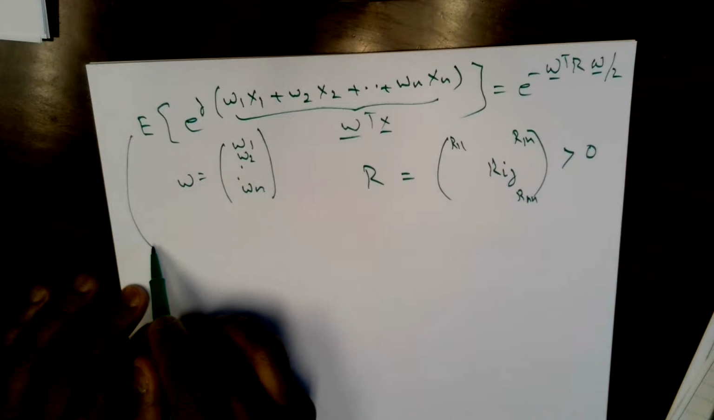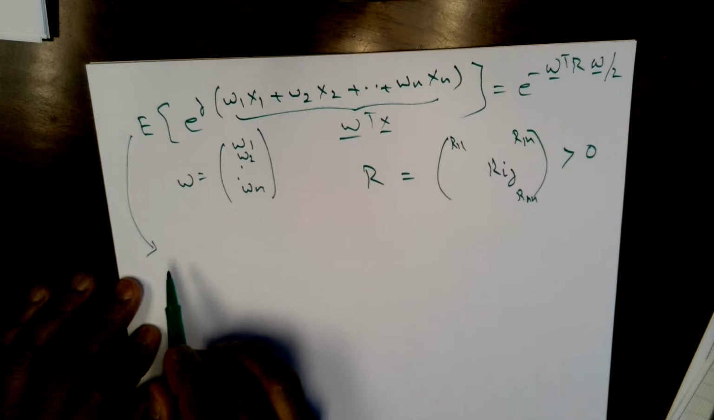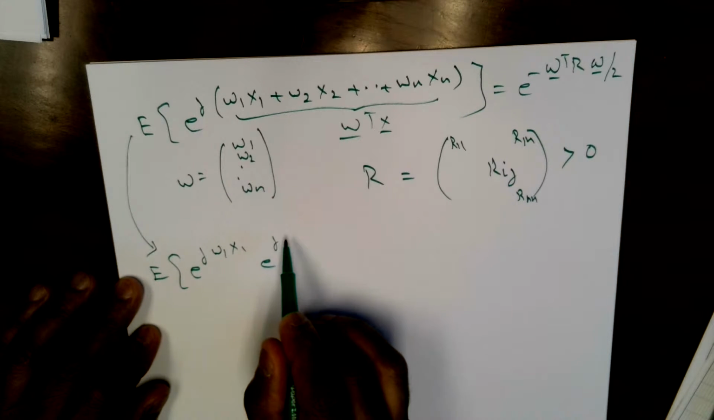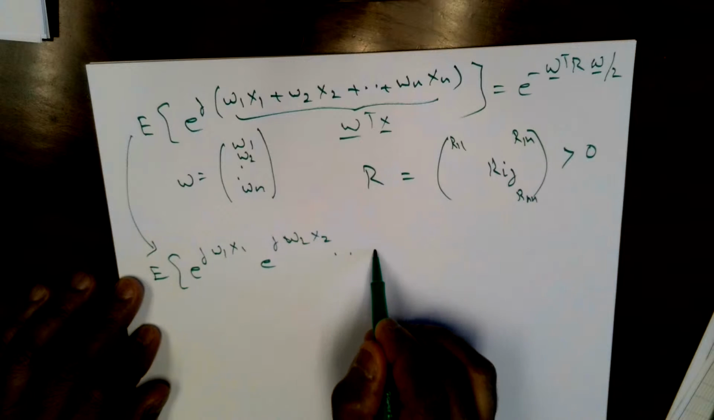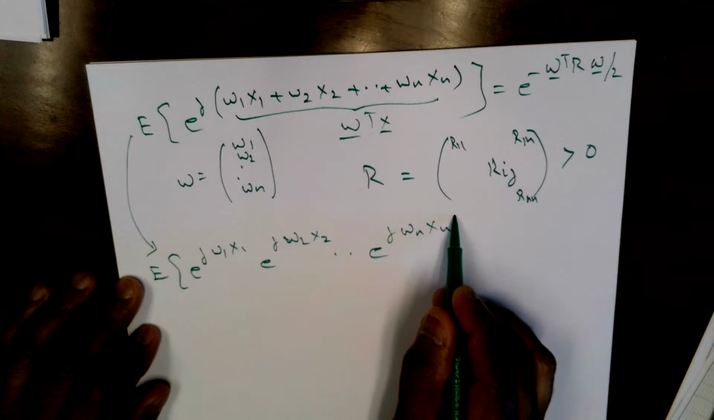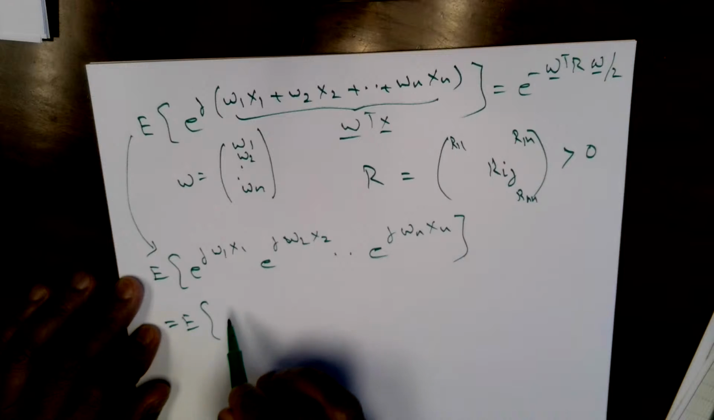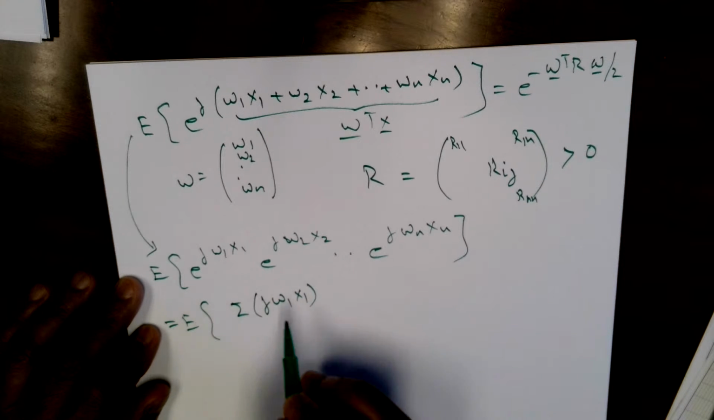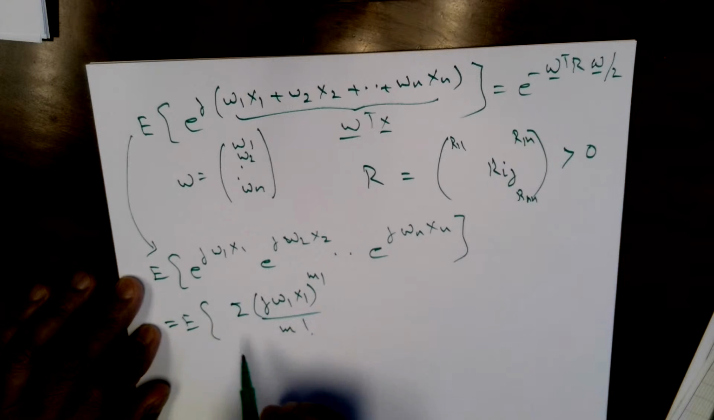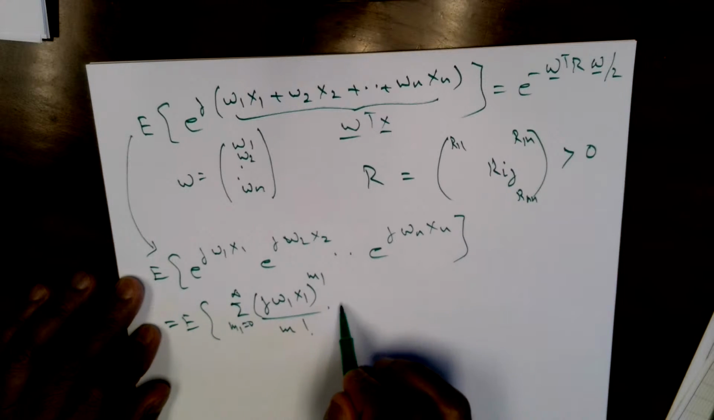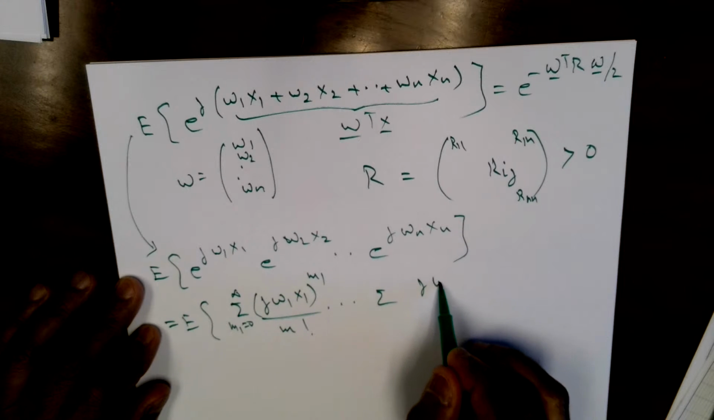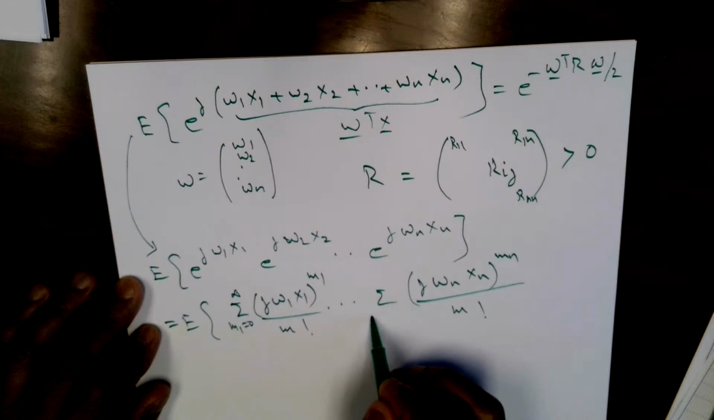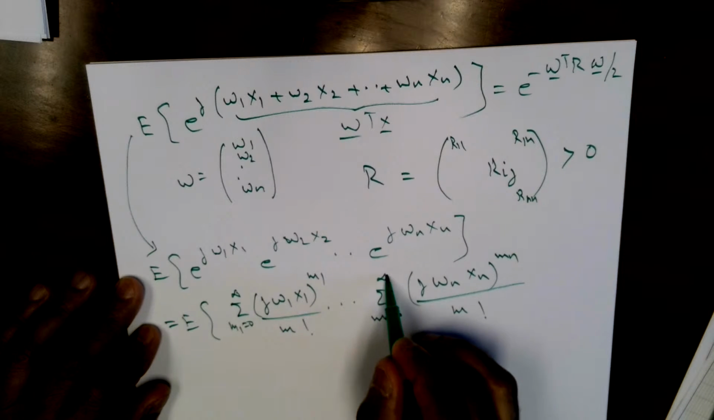So the left side, if you look at the left side, this is now e to the power of each term, omega 1 x1, omega 2 x2, etc., omega n xn. Now each we can expand as a series: j omega 1 x1 to the power m1 over m1 factorial, m1 goes from 0 through infinity, etc., j omega n xn to the power mn over mn factorial, mn goes from 0 through infinity.